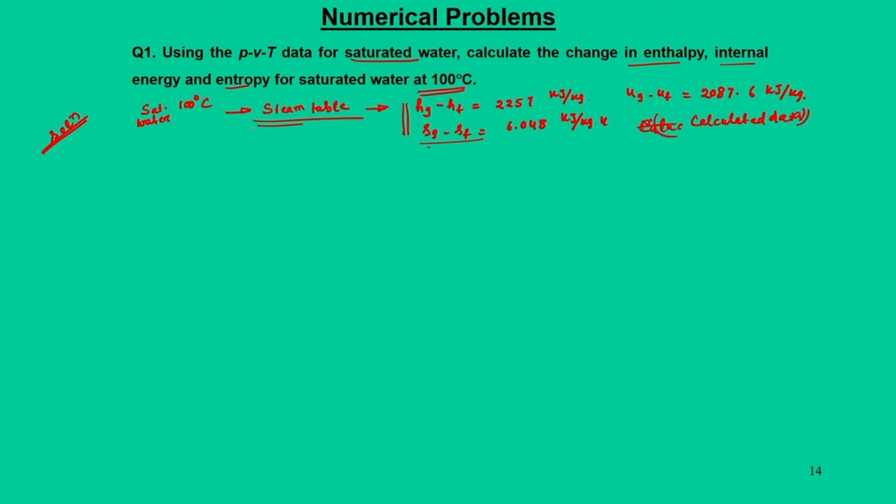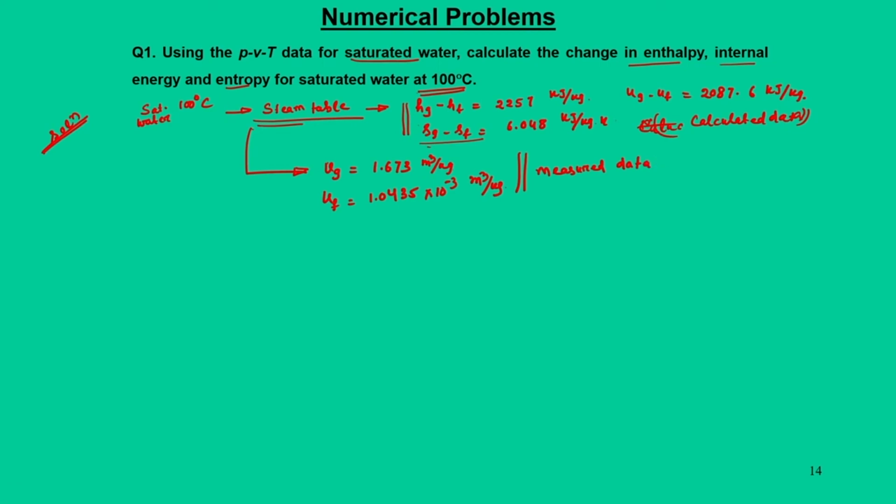And the measured data: Vg is 1.673 meter cube per kg, and Vf is 1.0435 into 10 to the power minus 3 meter cube per kg. Since it is the specific volume, we can say it is measured data. Why do I say measured data? Because normally pressure, temperature, density or specific volume are considered measured data.